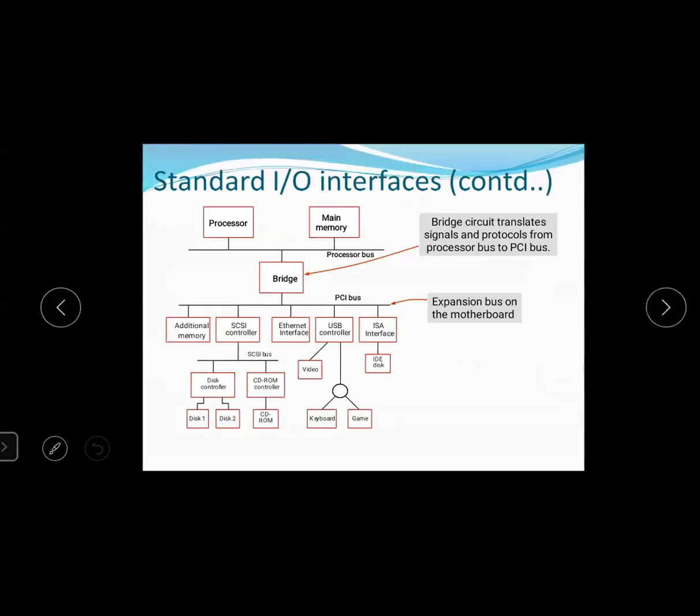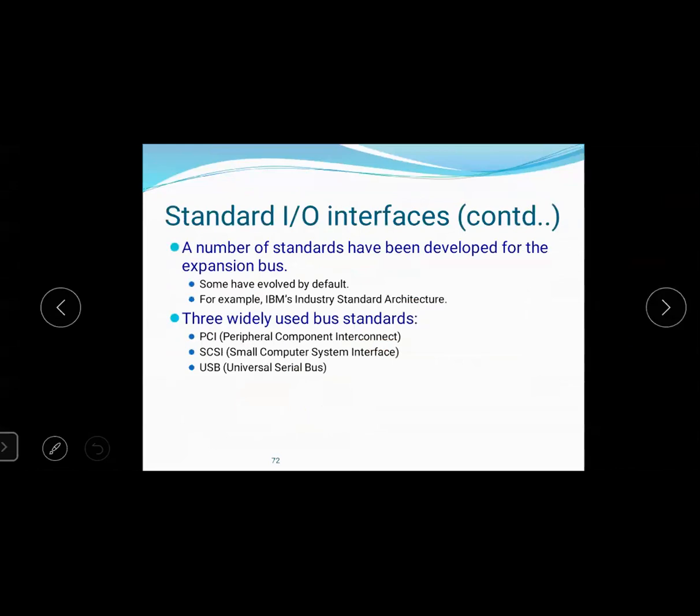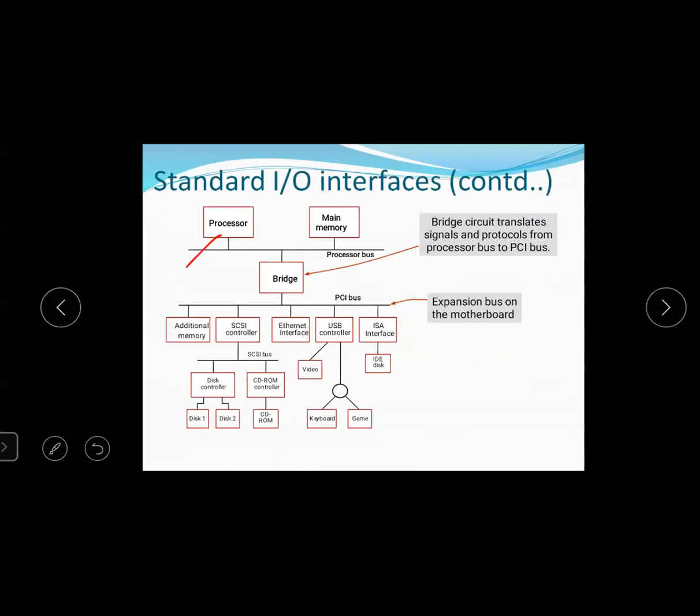In the last class, we discussed this is the main processor bus. This is the extension bus. These are called the PCI bus, SCSI, and USB. These are called the extension buses, used to connect a larger number of devices. And in between the processor bus and the extension buses, there is a bridge.